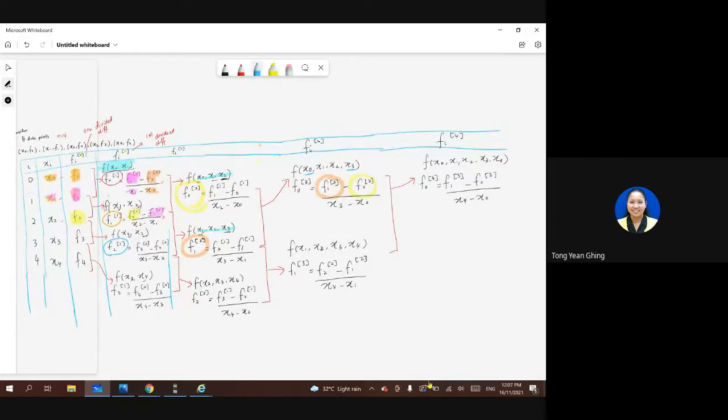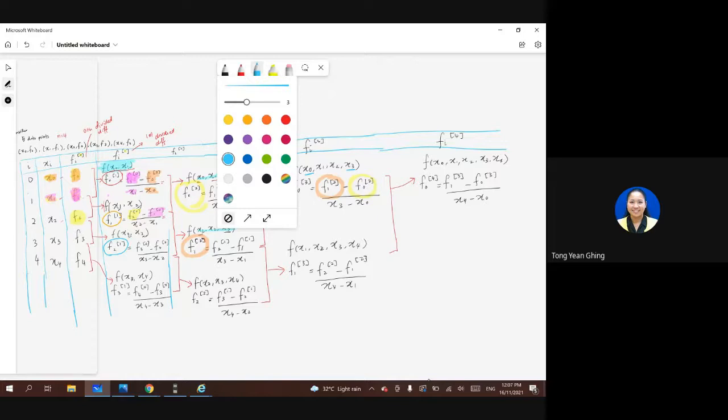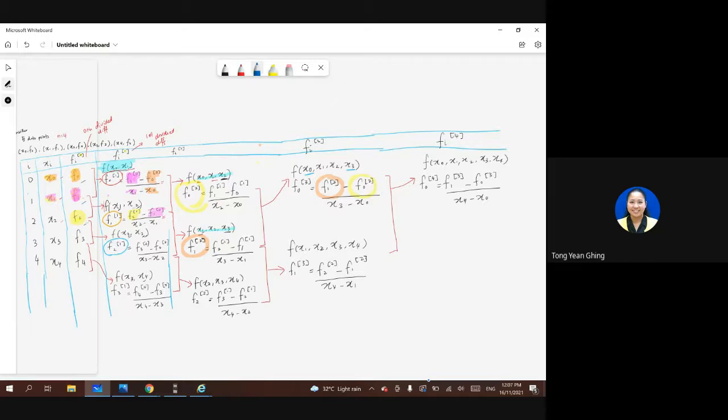So kita akan dapat, untuk kalau kita ada f0, f1, f2, f3, f4, for the 0 degree of divided difference we have 4. And then the first divided difference, we will have 3. Okay, we have 3. And then the second degree of divided difference, we have 2. Sorry, yeah, okay, this is 1, 2, 3, 4, 5 data points.